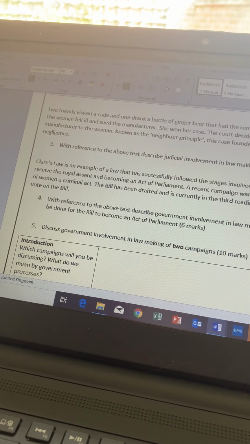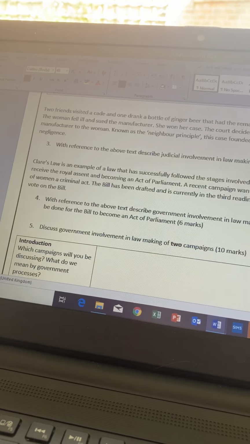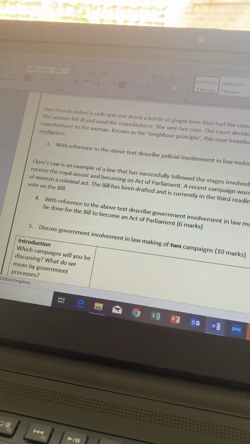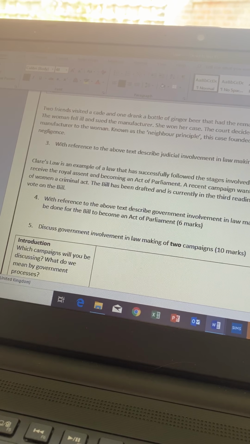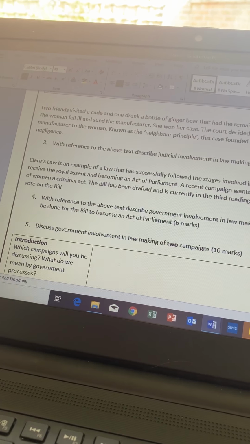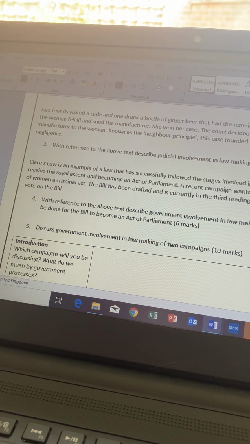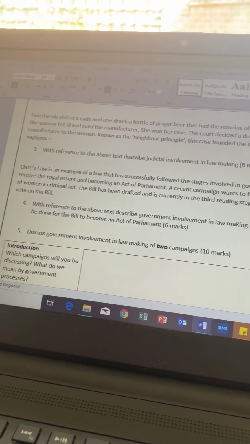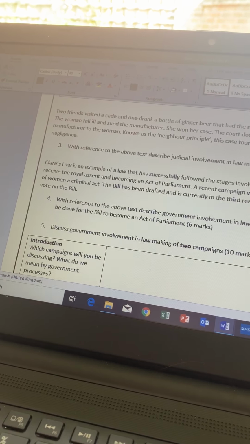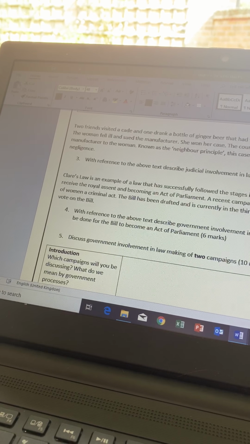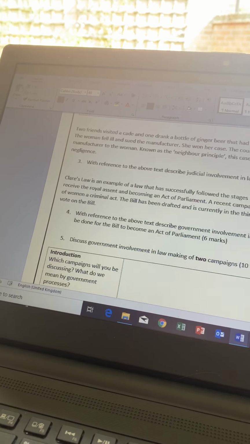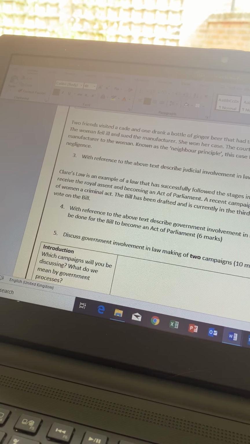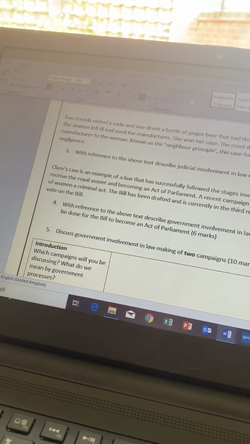So how I would tackle this, if I was you, is I would again explain what parliament is, explain the difference between a bill and an act, green and white paper, and then I would literally go through the stages. I would talk about the fact that the bill's been drafted, it's in the third reading, and this is what it would need to do to become an Act of Parliament. So it would need to go back through the House of Lords. There needs to be the royal assent and then the Act of Parliament, and that's all you need to do.